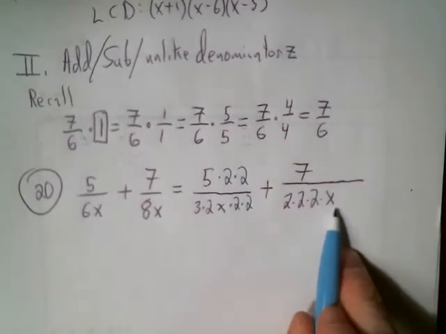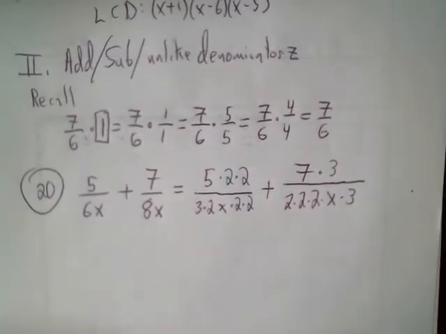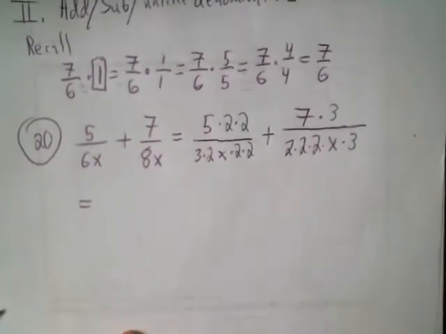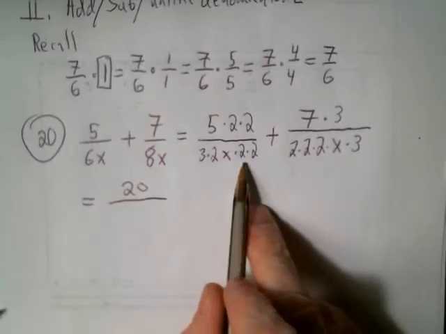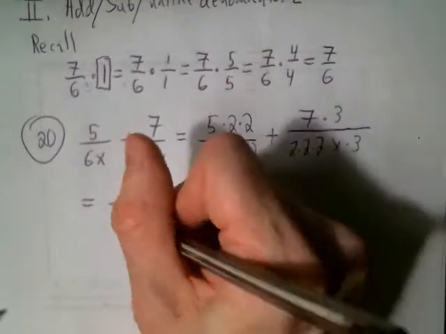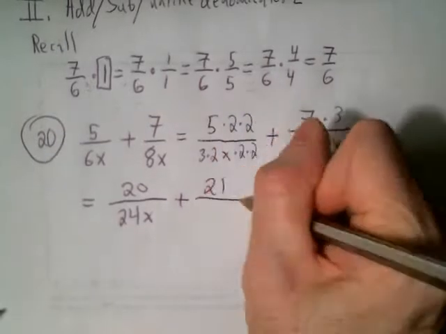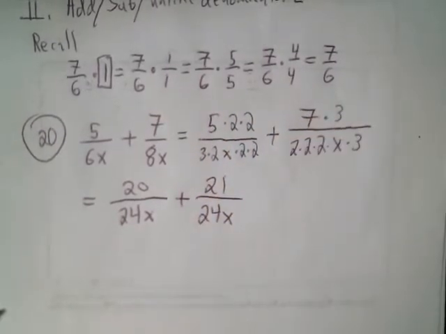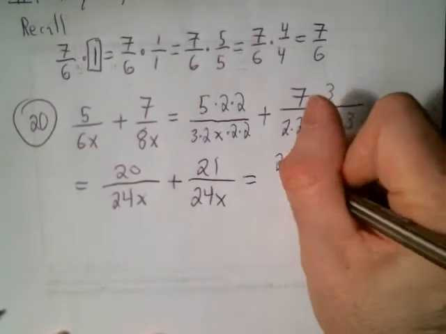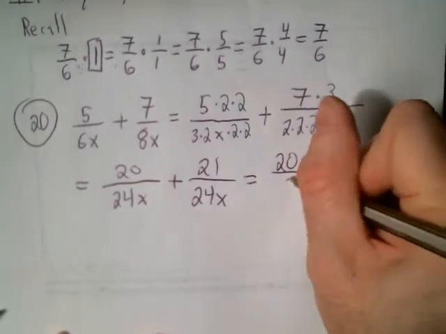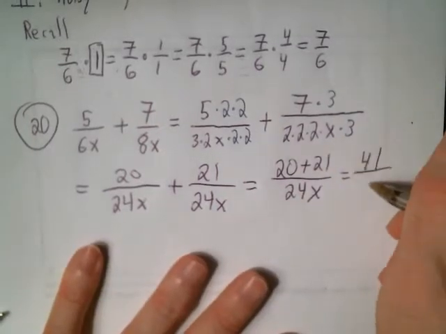And then what is this guy missing? It's missing a 3. So I multiply here by 3, but if you do it to the bottom, you have to also do it to the top. Okie dokie. So 5 times 2 is 10, times 2 is 20, all over 4 times 2 is 8, times 3 is 24x, plus 21 all over 24x. Keep going forward. So add the numerators over the common denominator. 20 plus 21 all over 24x. Then we got 41 all over 24x.